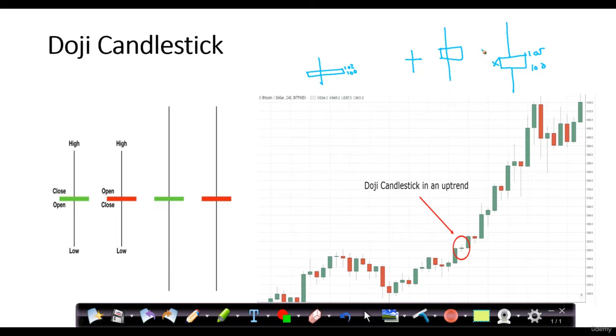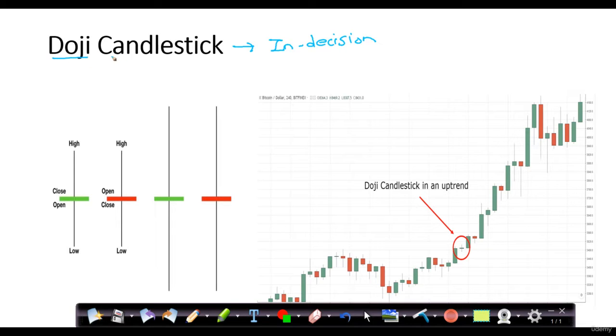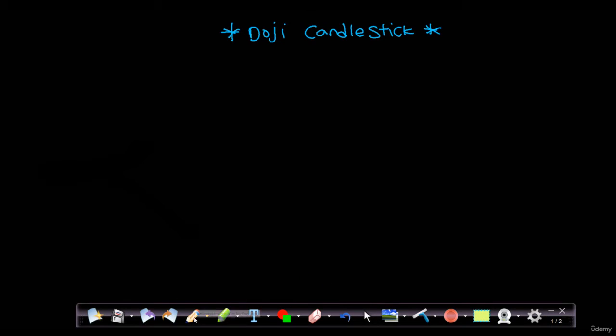In some books, both candlesticks, the Doji candlestick and the spinning top candlestick, are called indecision candlesticks. But in some books, instead of calling the Doji an indecision candlestick, people also call it a neutral candlestick. Now let me explain why it is called neutral and why a Doji is created.